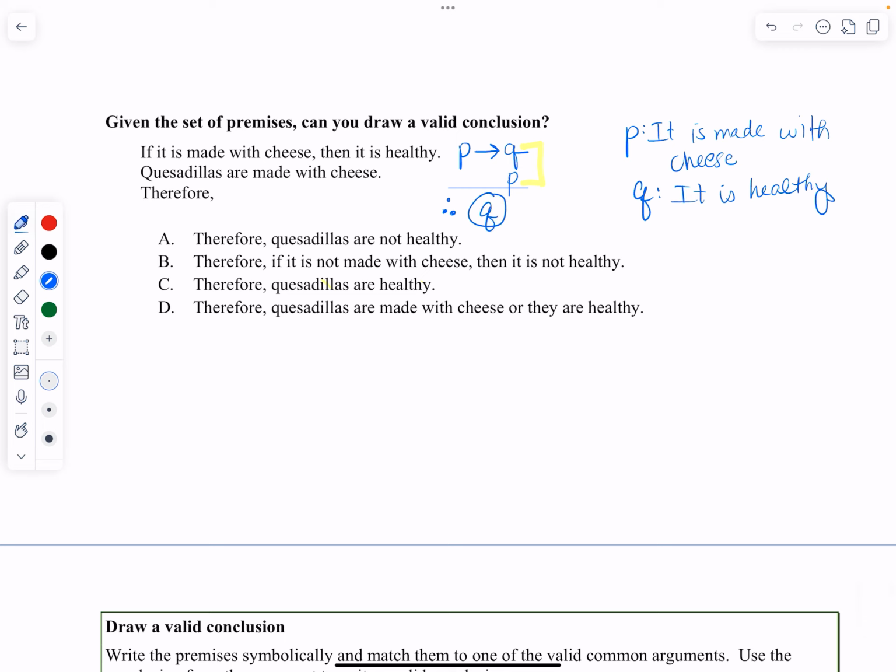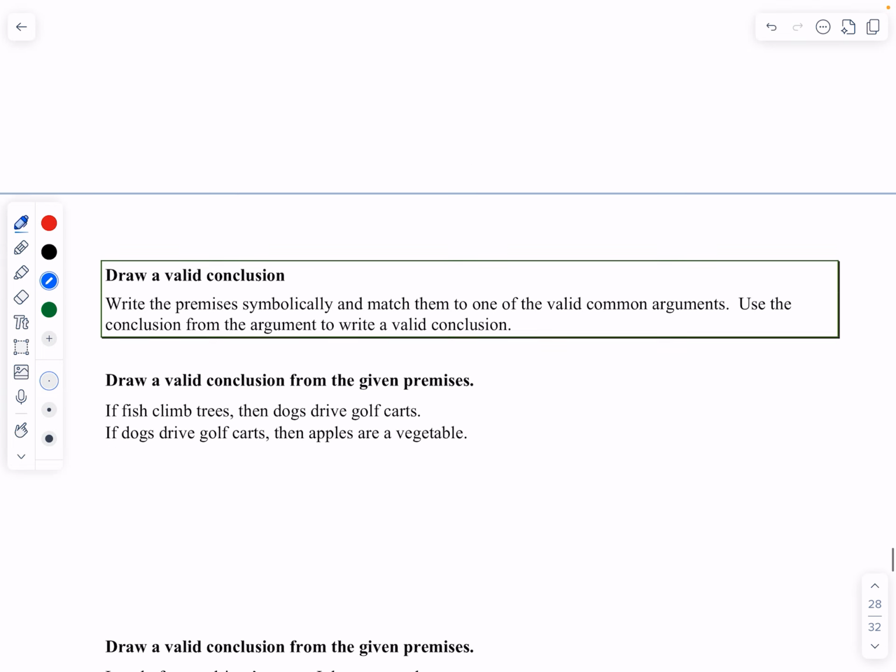All right, so conclusion Q. So I have to look for a statement that would match that up. So if Q is it is healthy, that would be the conclusion. So if I look through this, I see for part C, therefore quesadillas are healthy. That is going to be my answer. So my answer is C. All right, let's look at the next bit.